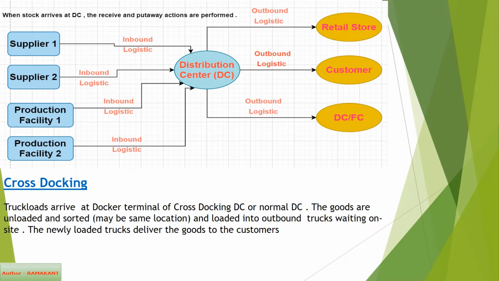In cross-docking, the distribution center does not store the inventory. Instead, the distribution center reroutes or sends the inventory immediately to the next destination with the help of outbound logistic. So this is what I have mentioned here also. Truckloads arrive at the dock terminal of the cross-docking DC or normal DC. The dock terminal is the place where this process happens, this rerouting, the unloading from the truck and loading in the truck. You will always find a dock terminal wherever cross-docking is happening.